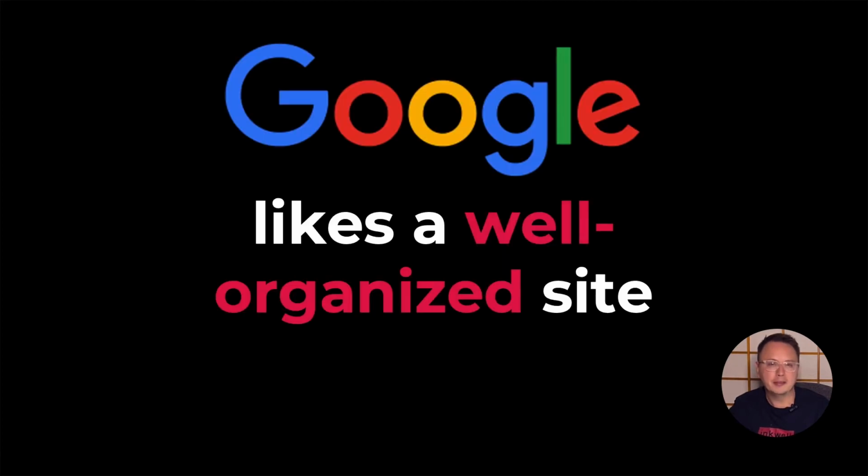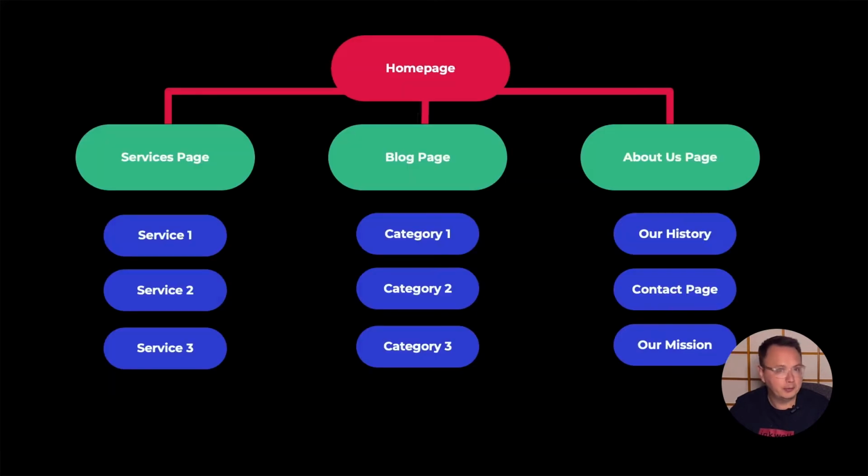Google likes websites that are really neat and organized. Here's an example of how many websites are laid out. You have a home page, and from there you might branch out into services pages and a blog page and an About Us section. And each of those pages will then branch out into different specific services or blog categories and topics and so on. A solid, organized structure like this is easy for Google and users to understand.